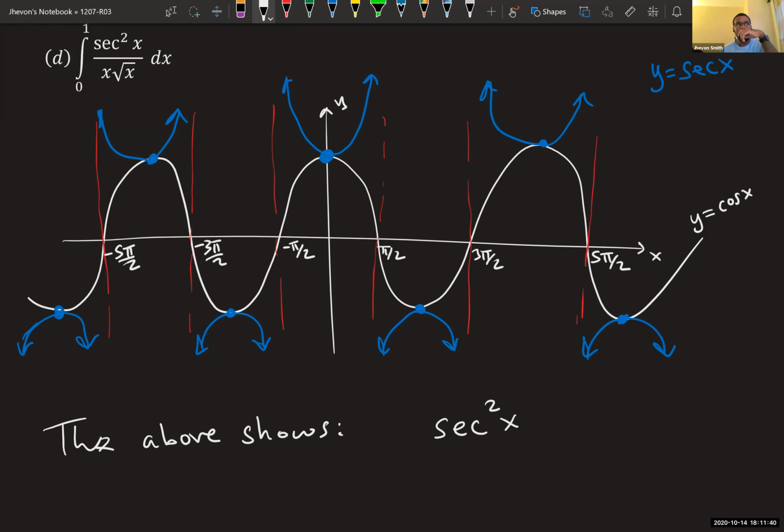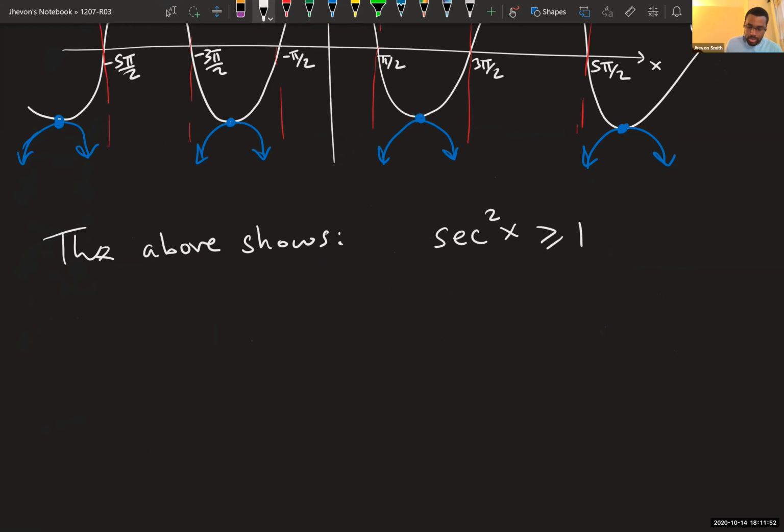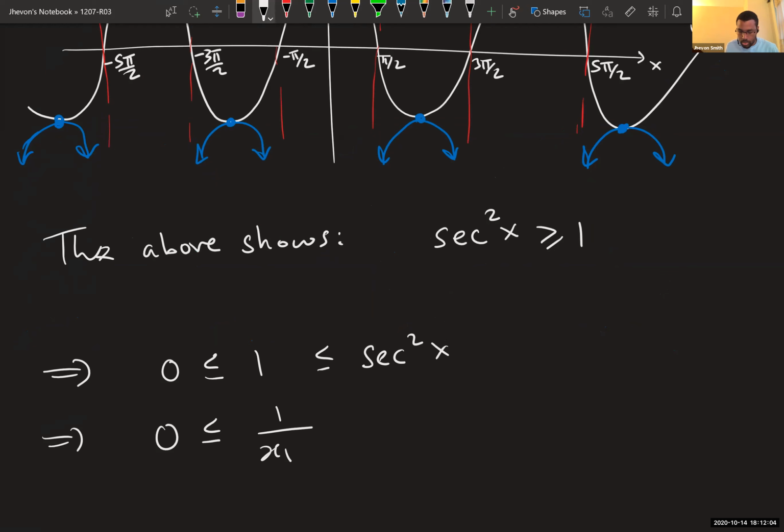Negative infinity to... sorry, 1 to infinity. Yes. It's always going to be bigger than 1, in other words. So, of course, 1 is bigger than 0, but my secant squared is always going to be bigger than that. This, of course, means that's going to be true.